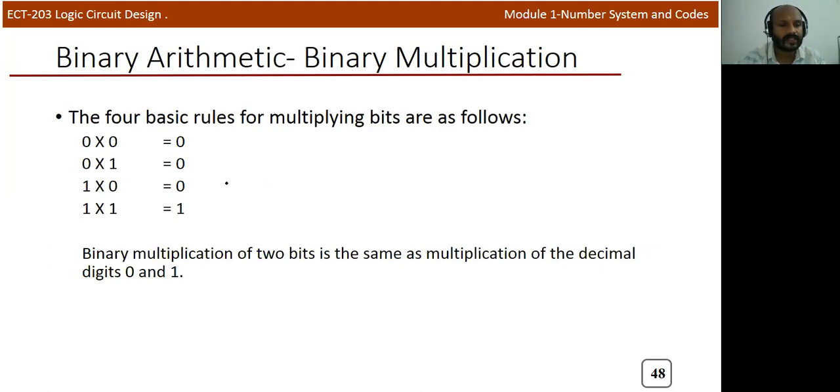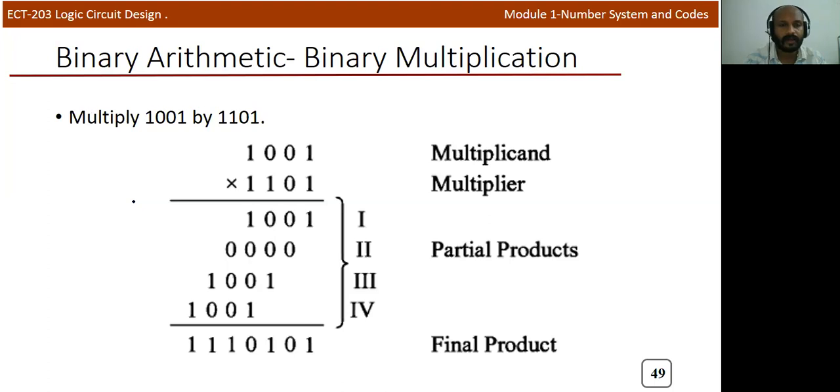See here, one advantage is that it's similar to the decimal operation. So you can simply consider 0 and 1. So 0 into 0 is 0. 0 into 1 is 0. 1 into 0 is 0. 1 into 1 is 1. So this is similar to the decimal multiplication, but the values are represented in binary, but the operation will be similar to the decimal one. Now we'll see one example.